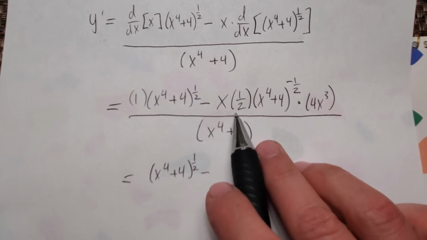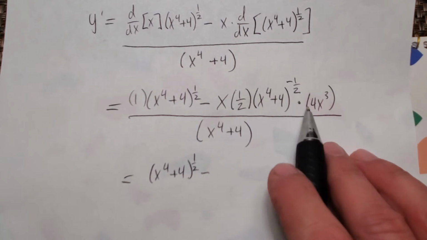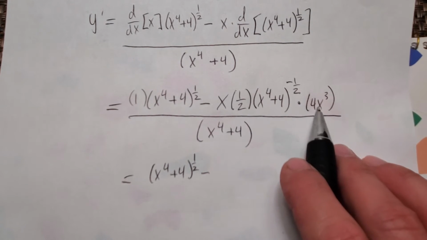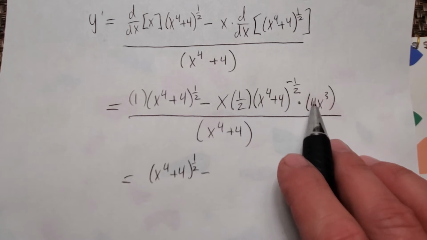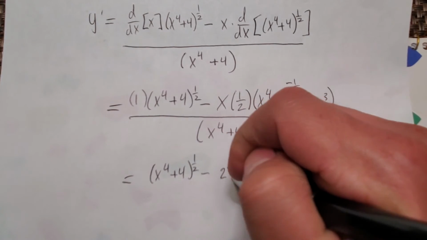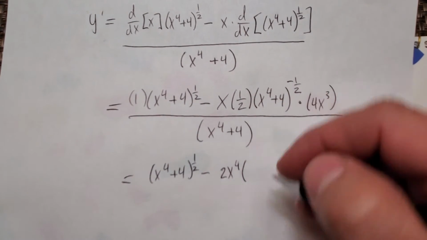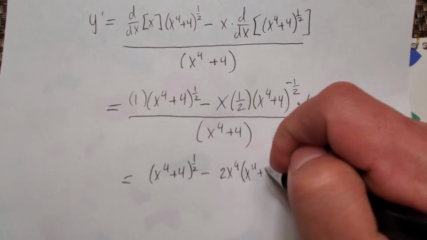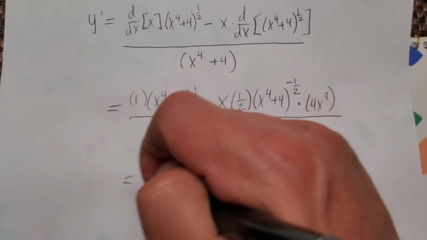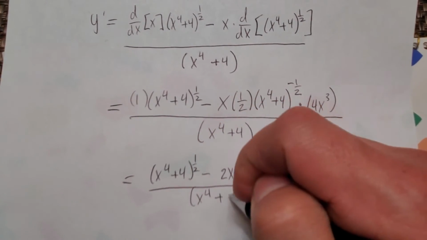Now let's multiply all of the different coefficients. So x times 1/2 times 4x cubed. So x times x cubed is x to the fourth, and 4 times 1/2 is just 2. So we're going to end up with 2 times x to the fourth times x to the fourth plus 4 to the negative 1/2 all over x to the fourth plus 4.